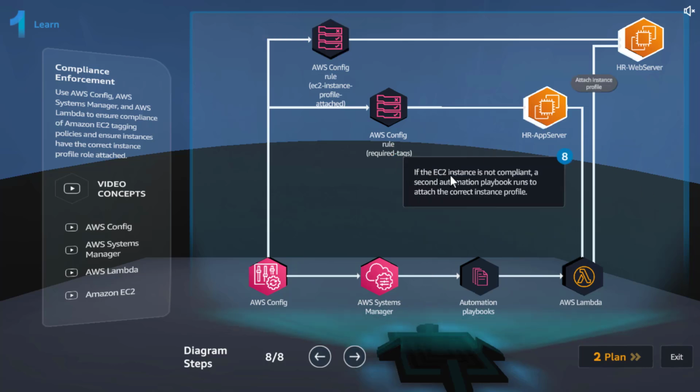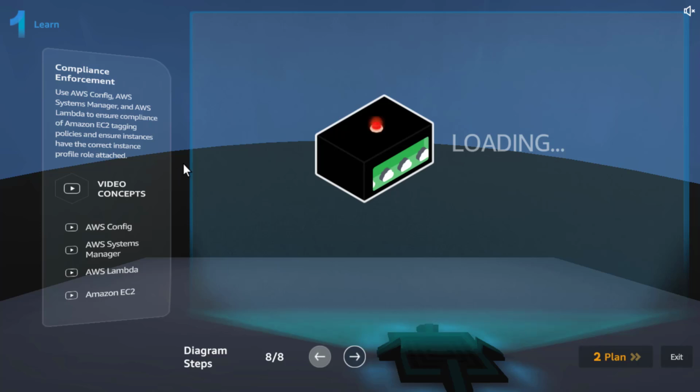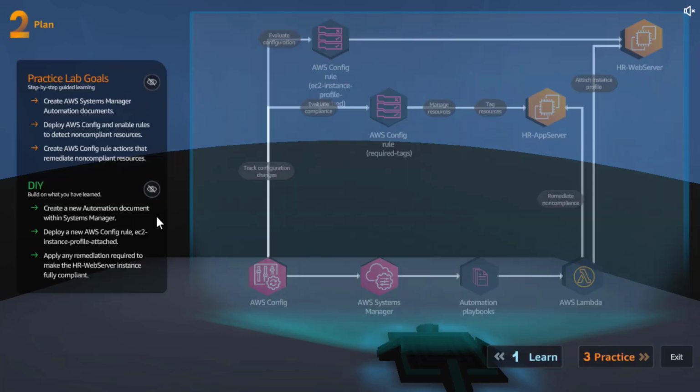And if the EC2 instance is not compliant, then we are going to create a second automation playbook that runs to attach the correct instance profile. Right now, I think at least it makes some sense. What are the two things that we are going to do and how are we going to fix it? Let's go ahead and check our practice lab goals and DIY.